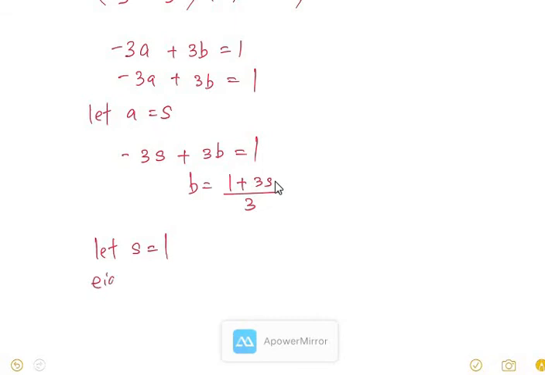So the eigenvector would be 1, and then this one is 1 plus 3, you get 4, so 4 over 3. That is the eigenvector.